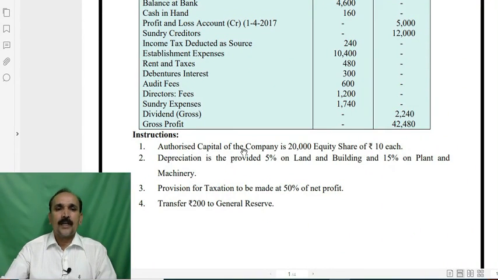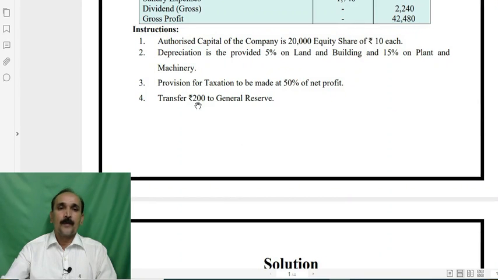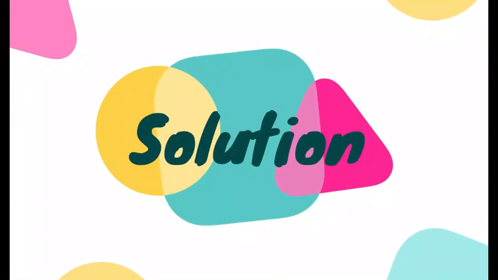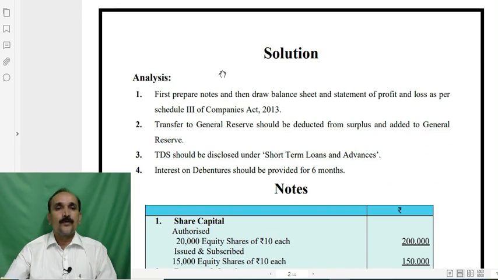Instructions. First, the authorized capital of the company is 20,000 equity shares of rupees 10 each. Second, adjustment: depreciation is to be provided at 5% on land and building, and 15% on plant and machinery. Third, provision for taxation to be made at 50% of net profit. Fourth, transfer rupees 200 to general reserve. After reading the problem, we are going to the solution.